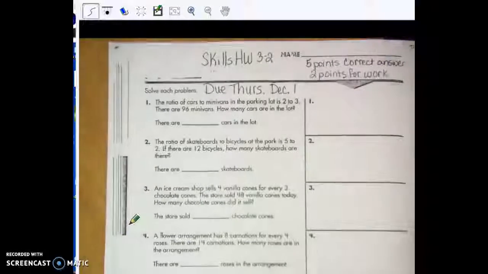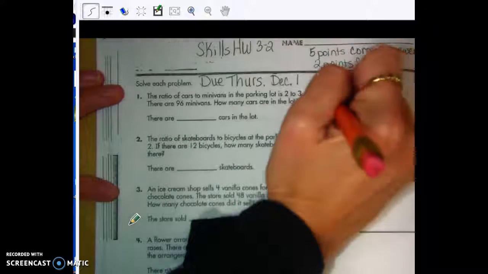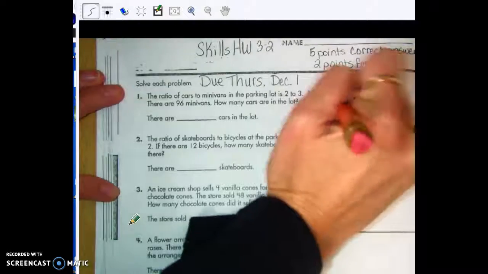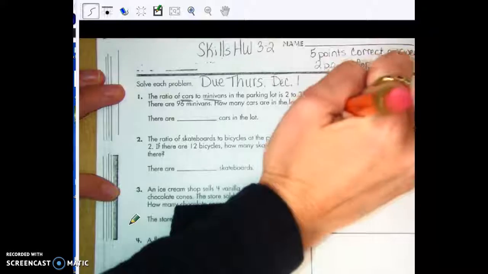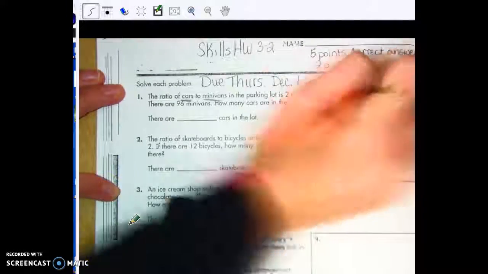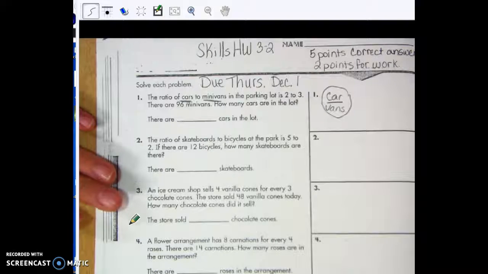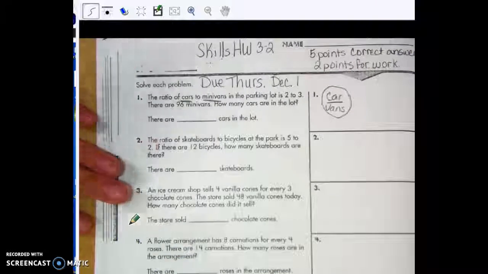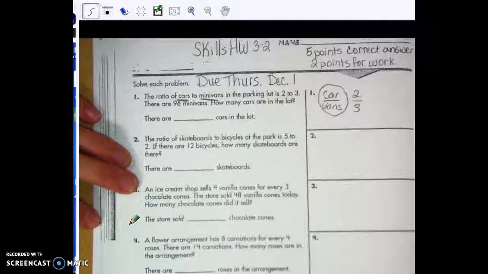All right, so on all of these, you're just setting up ratios and finding the missing number. The first one says the ratio of cars to minivans is 2-3. The way we do these every time is we set up our cloud. This one said cars to minivans, so I'm going to put cars to vans in my cloud because those are the two things that I'm comparing. And it tells me the ratio of that is 2-3. So that would be 2 cars and 3 vans.